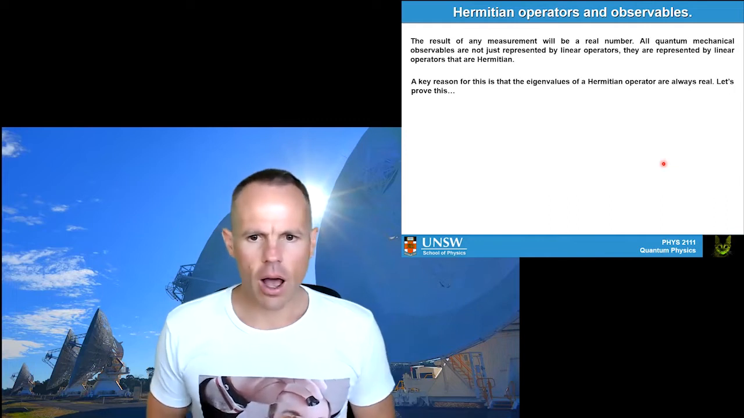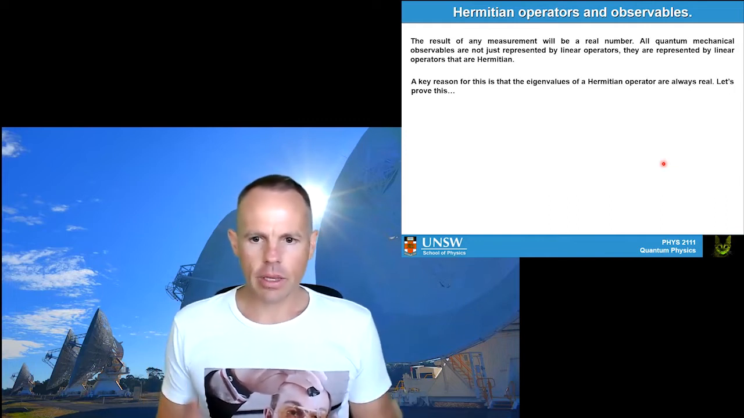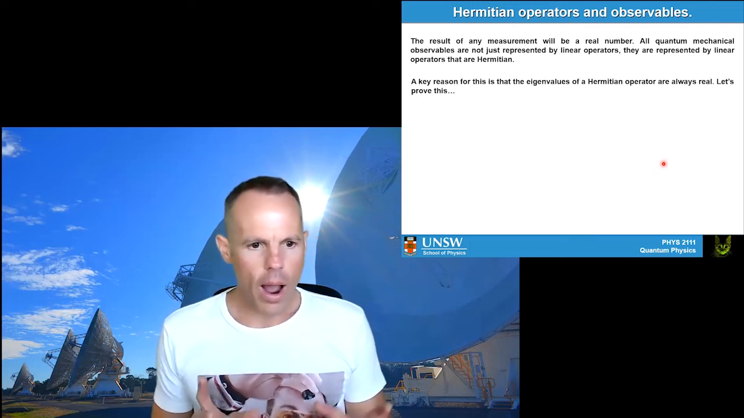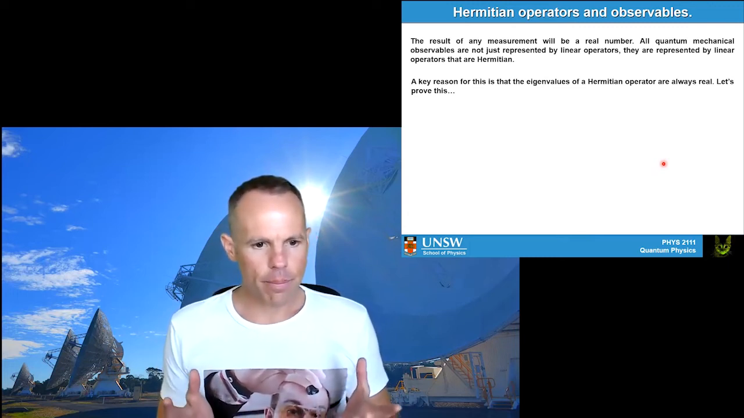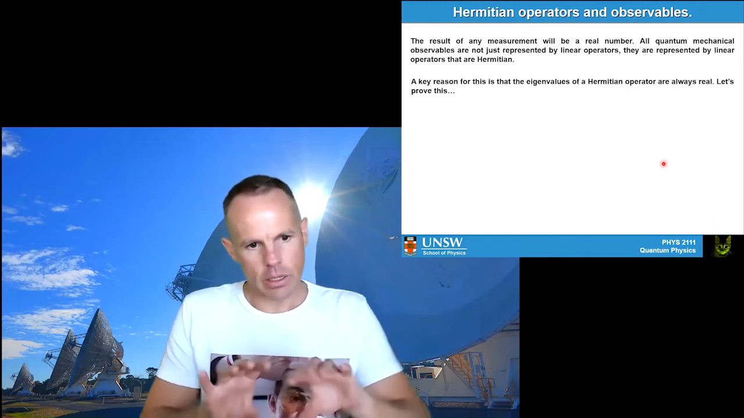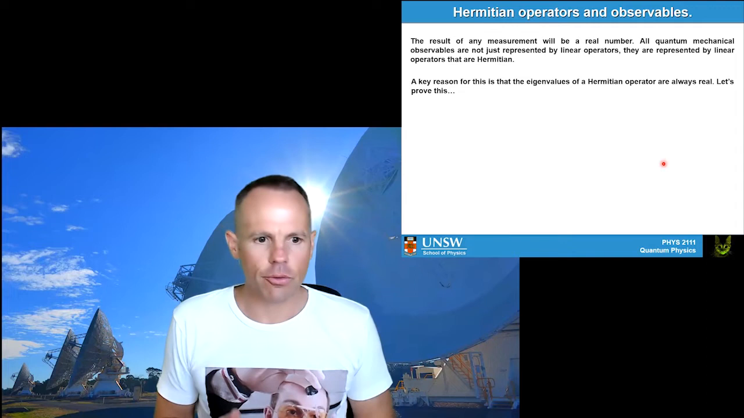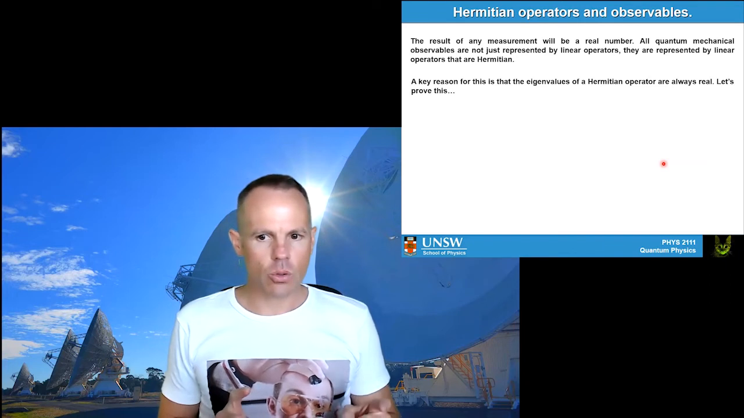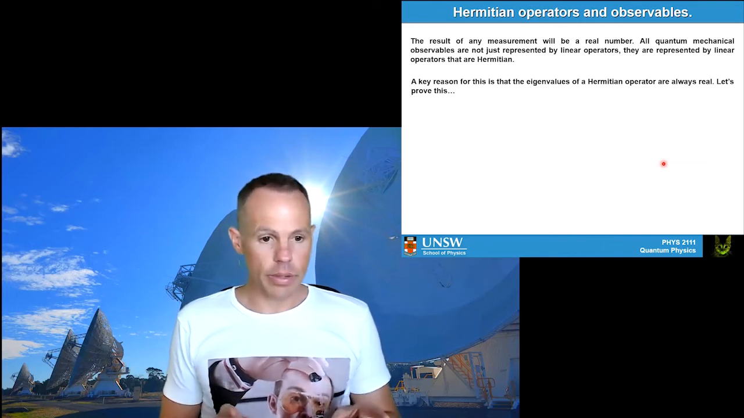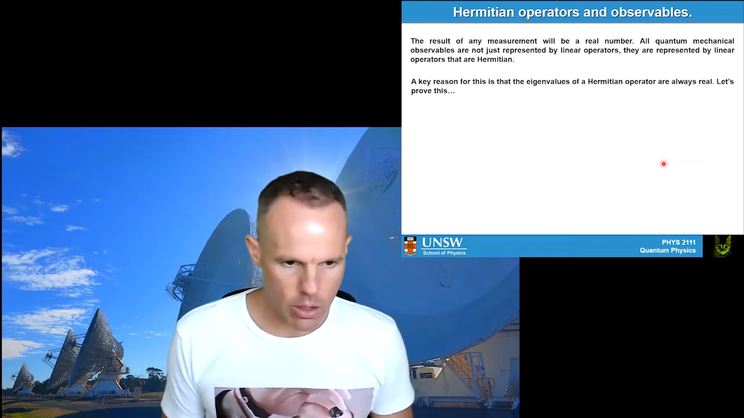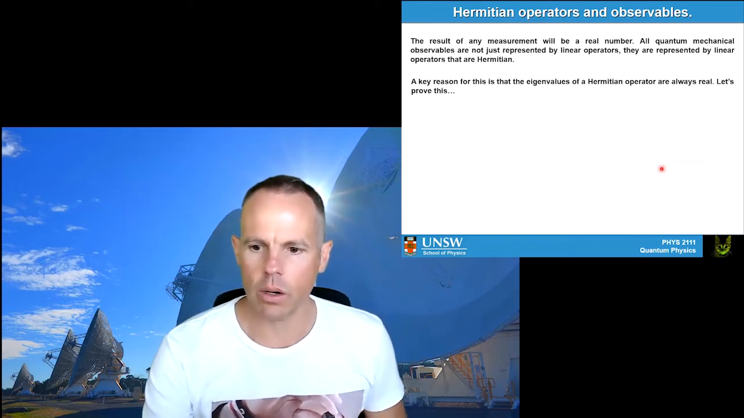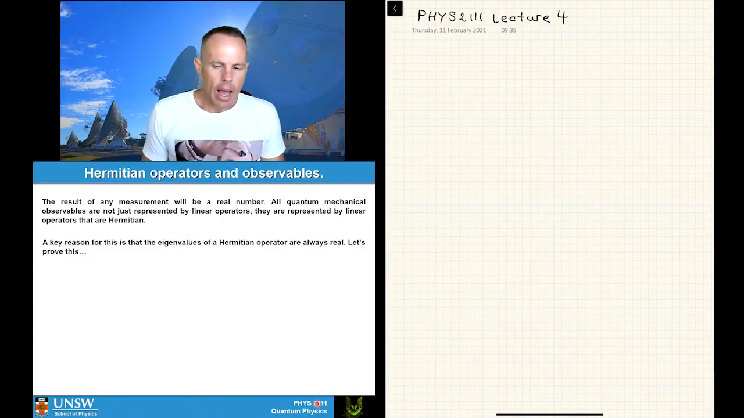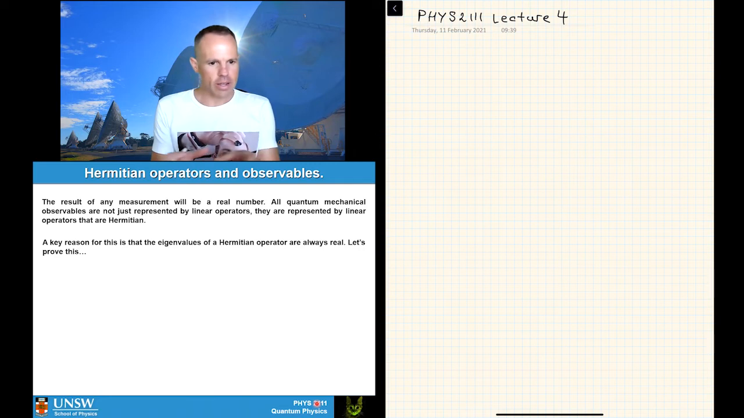Okay, so I want to finish this half by looking at the key reason why we care about Hermitian operators, and why we basically try to push all of the non-Hermitian operators out of what we do in quantum mechanics. The key reason is that the eigenvalues of a Hermitian operator are always real, okay? This is a nice little piece of maths, so I'm going to work through it, which means I'm going to need some paper. I'm going to work through this one for two reasons. One is it's good to have seen how this works.